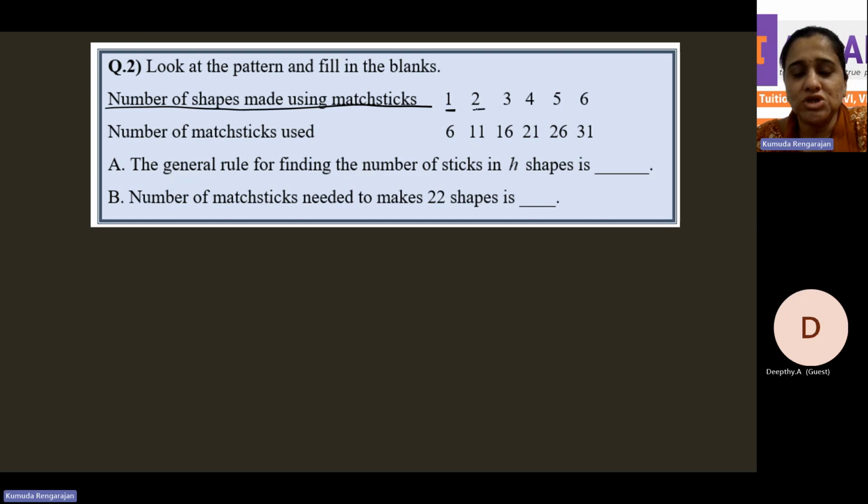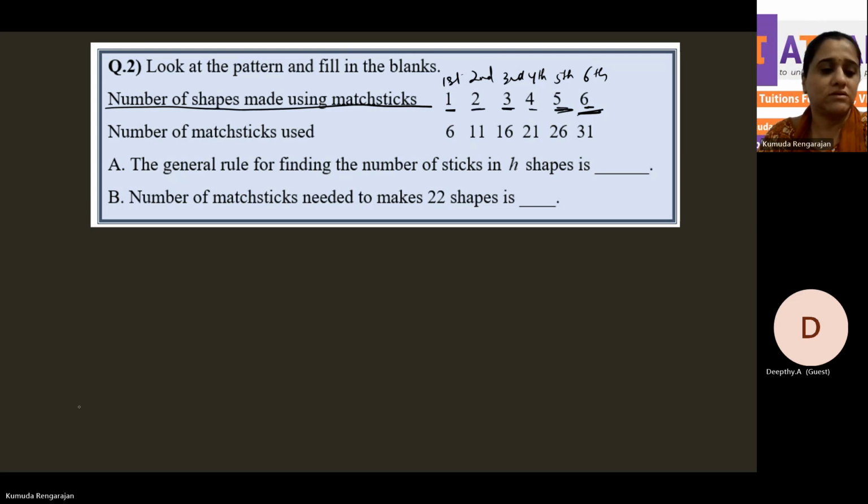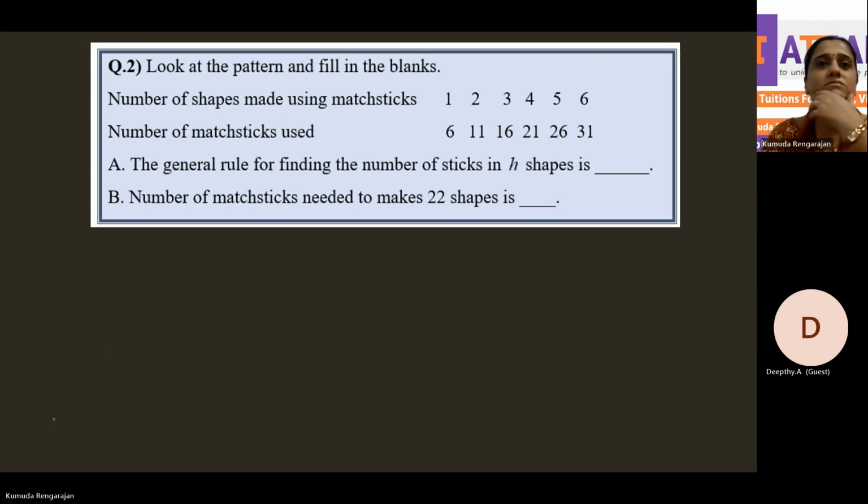1 shape, 2 shapes, 3 shapes, 4 shapes, 5 shapes, 6 shapes. So this is the first term, the second term, the third term, the fourth term, the fifth term, and the sixth term. In the sixth term, there'll be 6 shapes. In the fifth term, 5 shapes. Then the number of matchsticks used: in the first shape, 6 matchsticks are used.